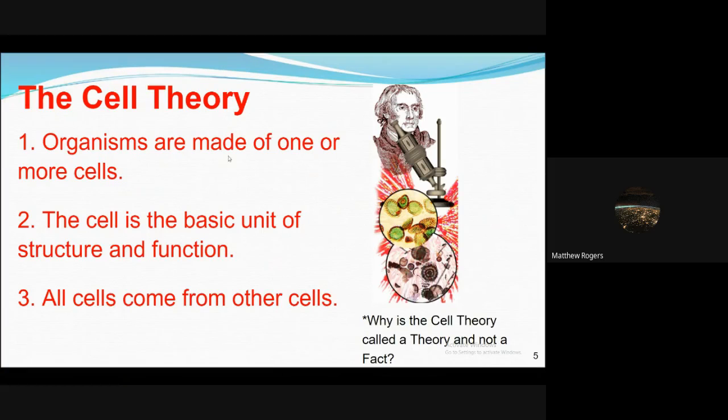Organisms are made up of one or more cells. Cells are the basic unit of structure and function. All cells come from other cells. And as they become apparent, I need you guys to know these. And then today we talked a little bit about why the cell theory is called a theory, not a fact or a law.